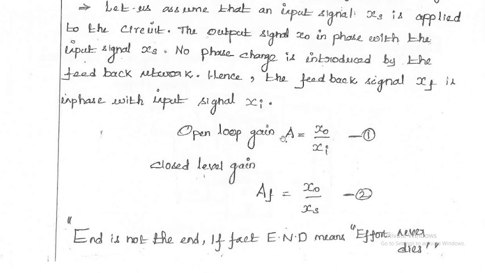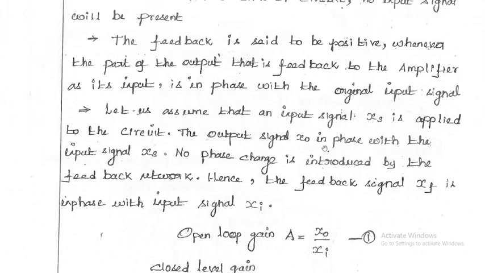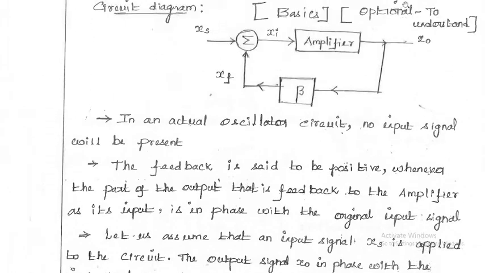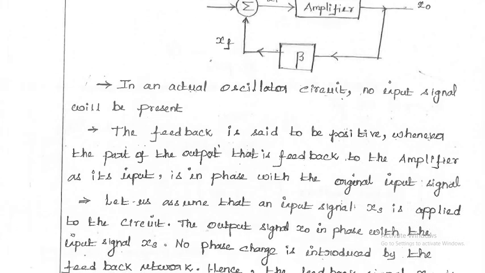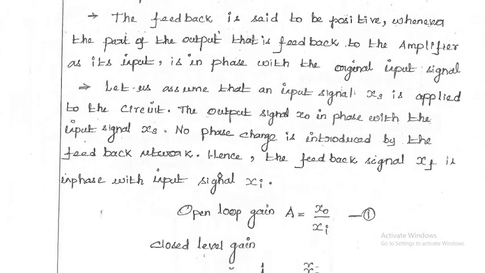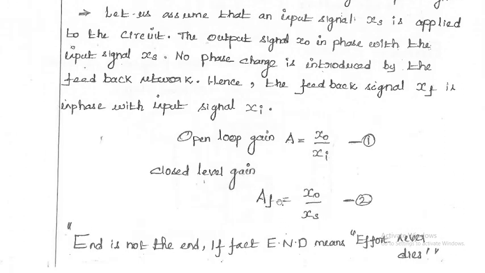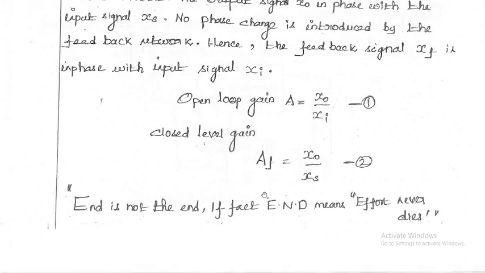So the open loop gain can be written as A equal to x naught by xi. The closed loop gain can be written as x naught by xs. That is AF, the gain with feedback.